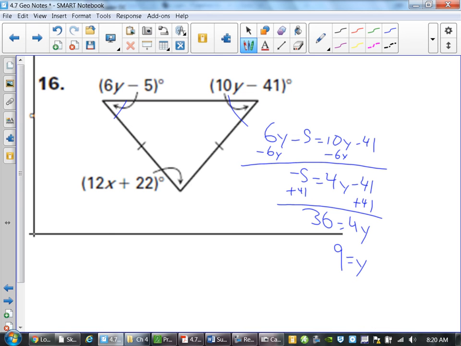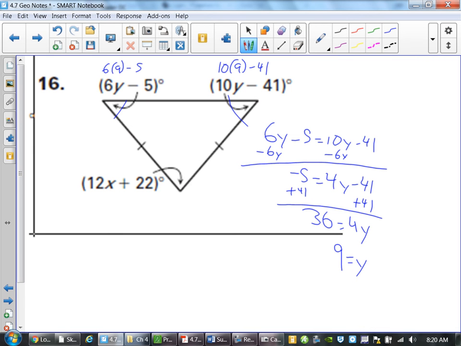Now, does that help us in finding x though? Yes. How? Substitute 9 and you get to know what both of the pairs are. Exactly. Once you solve for one of them, you're going to have to go back and substitute in and get the angle. So if you substitute 9 back into here, you get 6 times 9 minus 5, or 10 times 9 minus 41. Hopefully you get the same answer for both of them. You should. Otherwise you've screwed up.